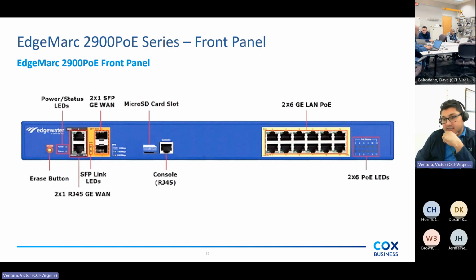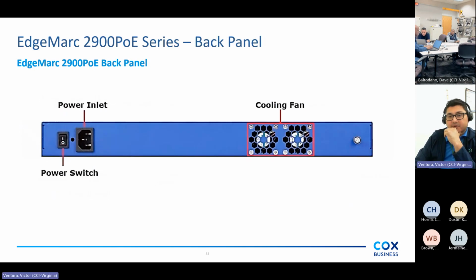Configuring factory setting is the same. One good call out I want to mention on the 2900 PoE is that it does have a power switch, and also it does have some fans. These fans are not very loud, but they do make considerably higher noise than the standard 2900 edge mark, which could be a little bit loud in some locations.